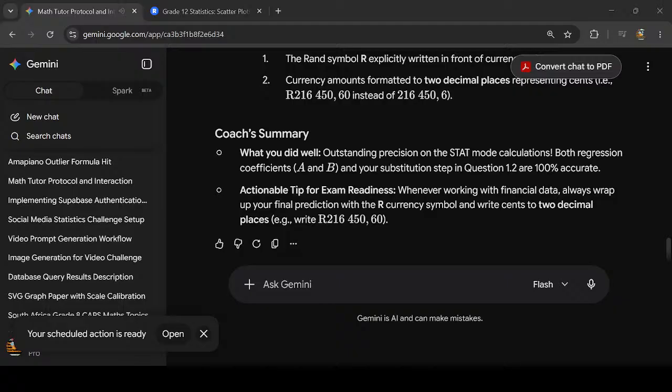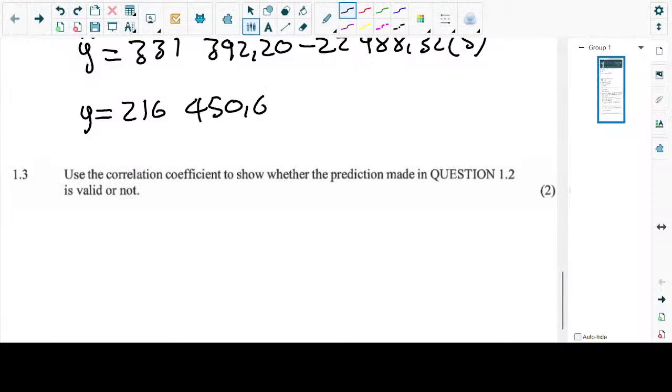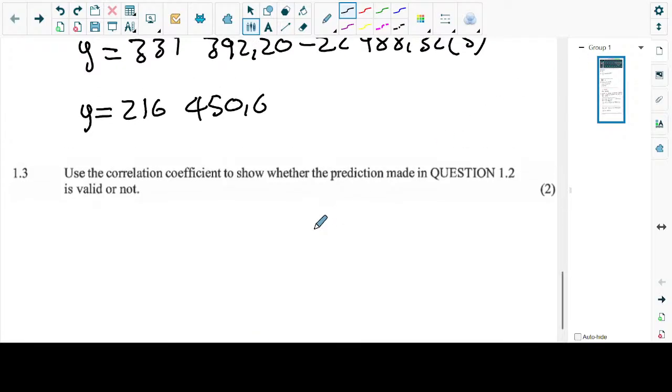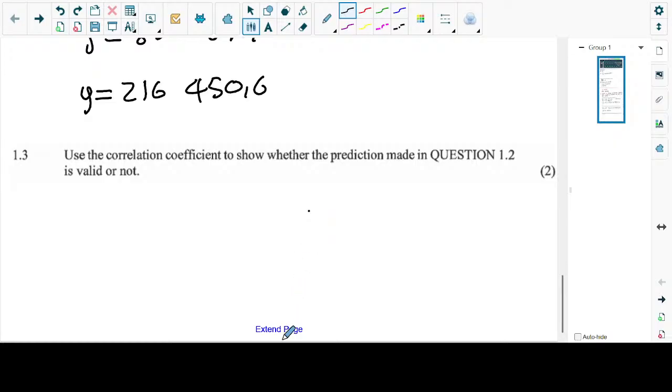Guys, it doesn't learn. When we're dealing with money, we need to put R. Every time we're dealing with money, you said you love money, but you're forgetting. When we're dealing with money, it needs to have rands. Okay, let's finish the last two so that we can call it a day.